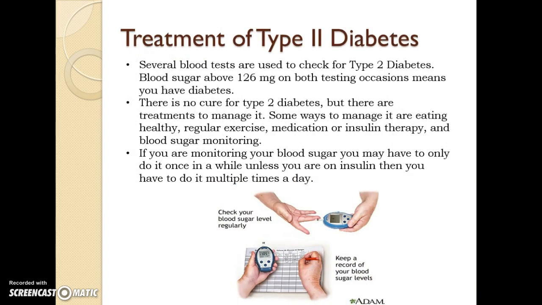Treatment of type 2 diabetes. Several blood tests are used to check for type 2 diabetes. Blood sugar above 126 milligrams on both testing occasions means you have type 2 diabetes. There's no cure for type 2 diabetes, but there are treatments to manage it. Some ways to manage it are eating healthy, regular exercise, medication or insulin therapy, and blood sugar monitoring. If you are monitoring your blood sugar, you may only have to do it once in a while unless you are on insulin, and then you have to do it multiple times a day. This picture shows someone checking their blood sugar and keeping a record of their blood sugar levels.